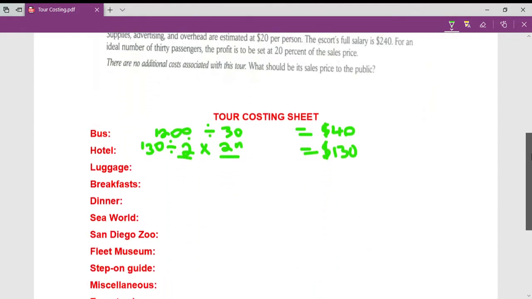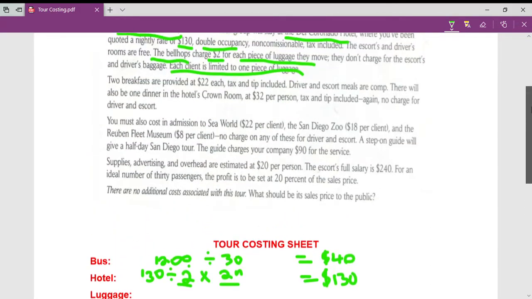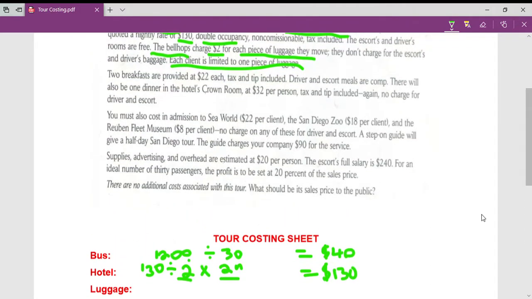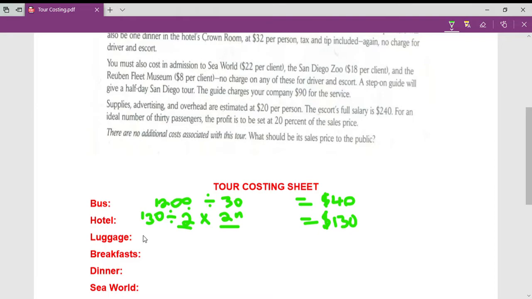All right. So it says they charge $2. I hope I can be able to write it because now I'm running out of space. They charge $2 for each piece of luggage that they move. So one thing that you need to take into consideration is how many times they are going to move that piece of luggage. They are going to move it 2 times. This is for movements. So we are going to have $4.